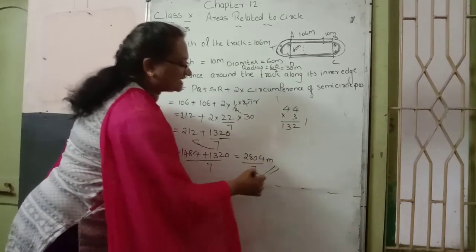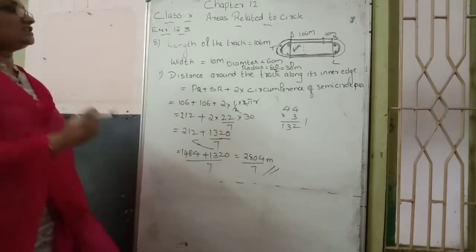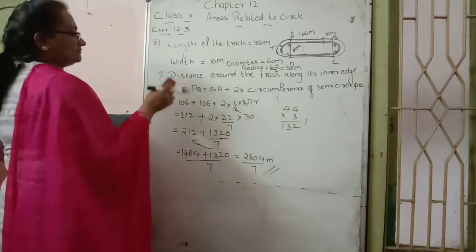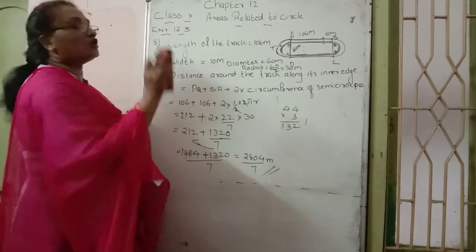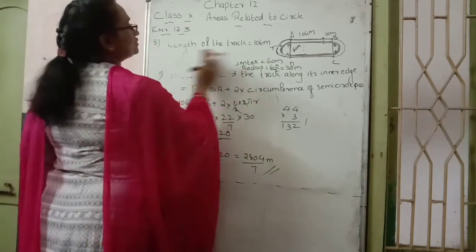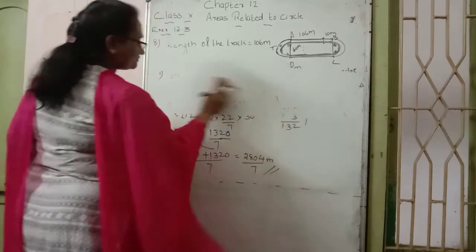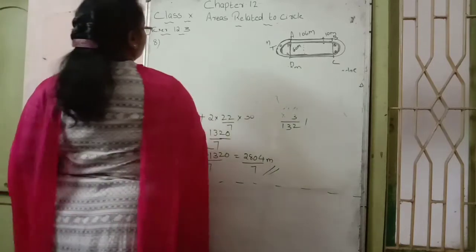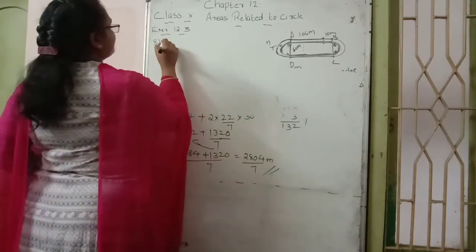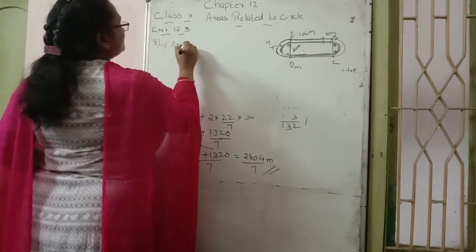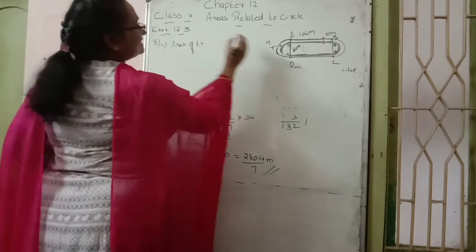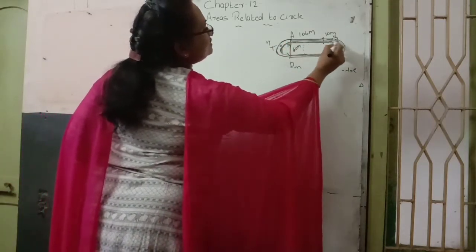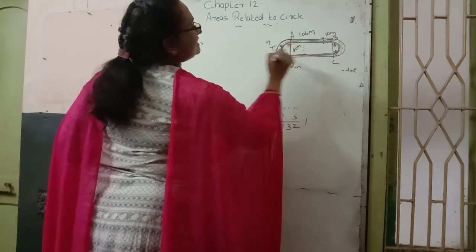I hope you can understand the first part. Then in the same way, they ask you to find the second part, the area of the track. Let us go through the second part. Area of the track, how to find it? Track means here they are running through this part only. They are asking for the area of this part.